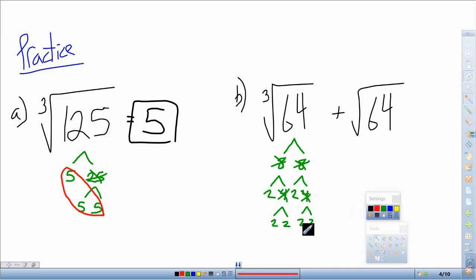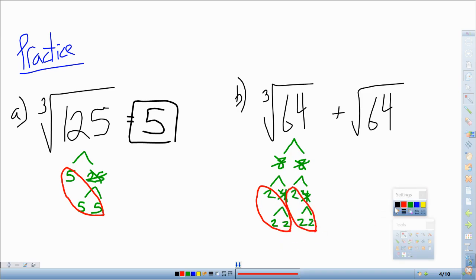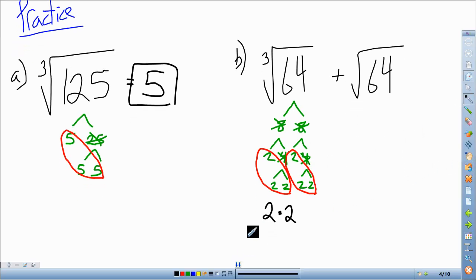Okay, but now we have a bunch of 2's here. We're looking for 3 of the same number. Okay, so I notice I have 3 2's here, and I also have a group of 2's here. This means a 2 is going to come out. This means another 2 is going to come out. Okay, and then they're being multiplied. So ultimately, let's finish this one real quick. 2 times 2, we're getting a 4. So the cube root of 64 is 4.